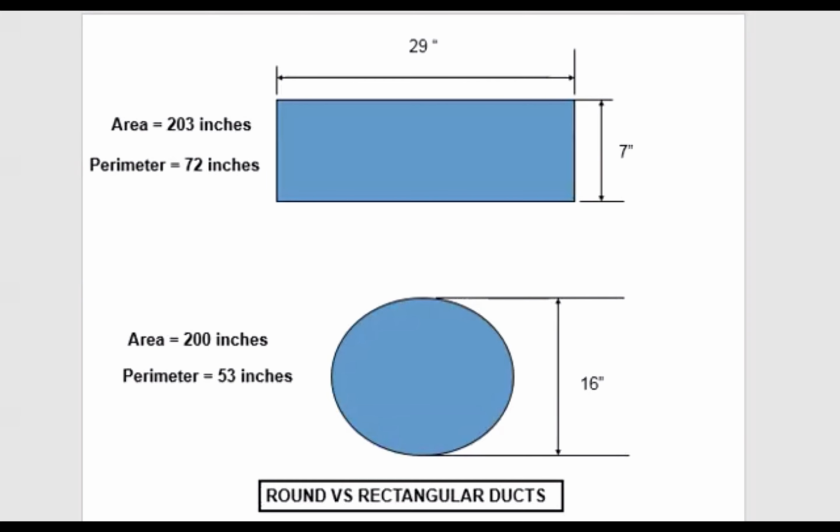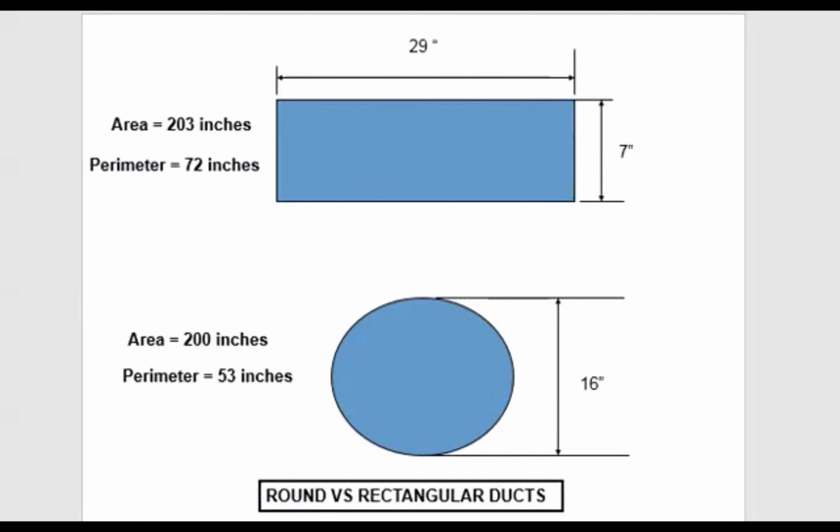All right, very negligible in difference, practically the same. But the perimeter of the rectangular one is much greater than the perimeter of the circular one. So in this case, the circular one would be a more efficient duct, carries the same amount of air, and would be lighter, and when insulated would have the ability to maintain its temperature a little bit better because it has less exposed surface to that warm air on the outside.